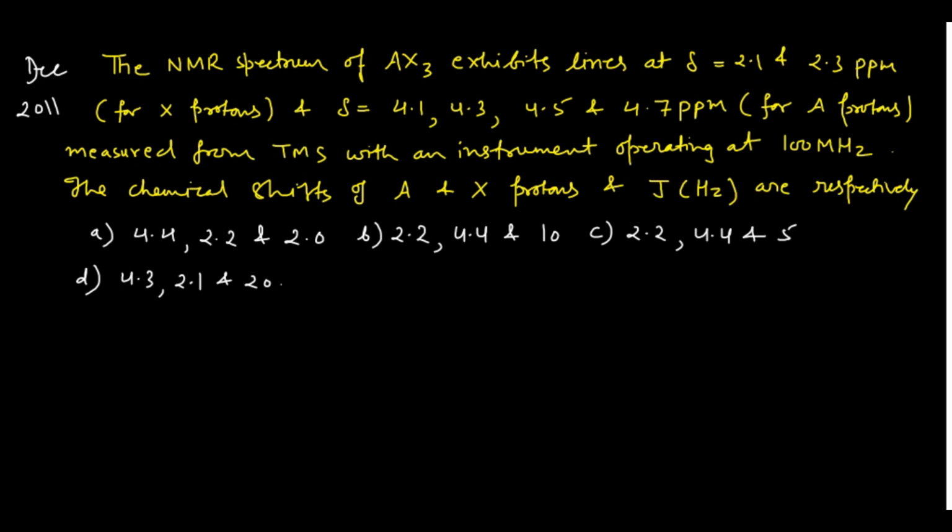This is a conceptual problem, and a very good problem. So how can we solve it? It is already given in the question. The spectrum of AX3 exhibits lines for the X type of proton. For X you are getting two signals, that means for X it is a doublet.